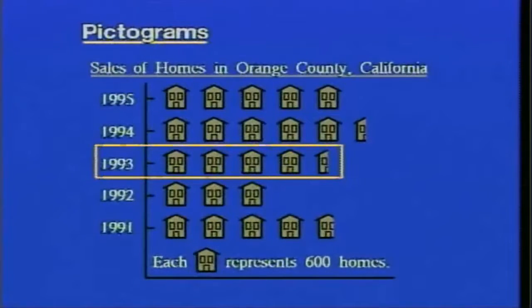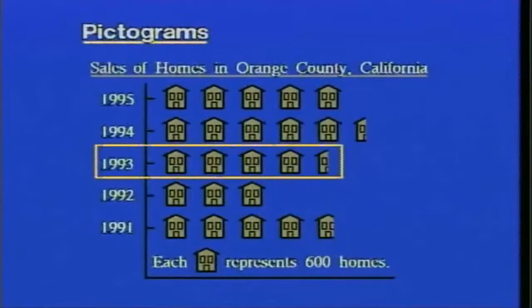Well, we would look at that level on the pictogram and we would think, well, we have 4 complete houses and half of another one. The 4 complete houses, each one of those pictures represents 600 homes. So 600 times 4, that's 2,400. And then a half a house would be 300 homes. So 2,400 and 300, that's 2,700 houses sold in that year in Orange County, California. You see, that's the interpretation for that line of the pictogram.